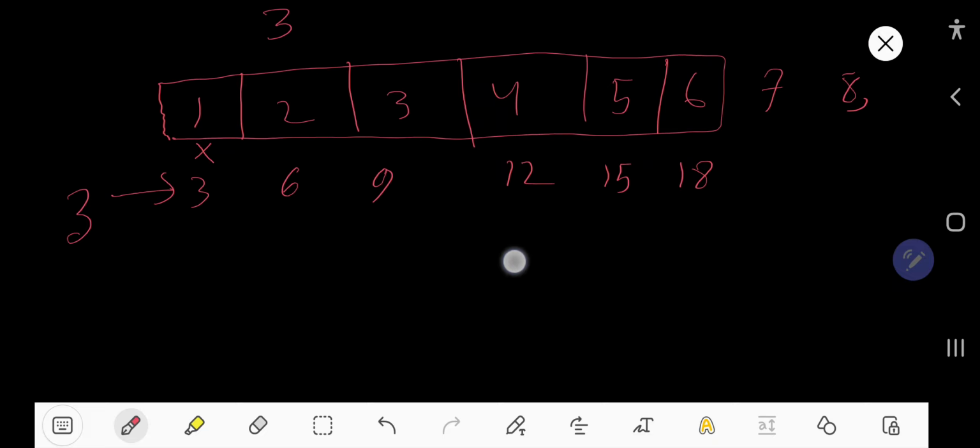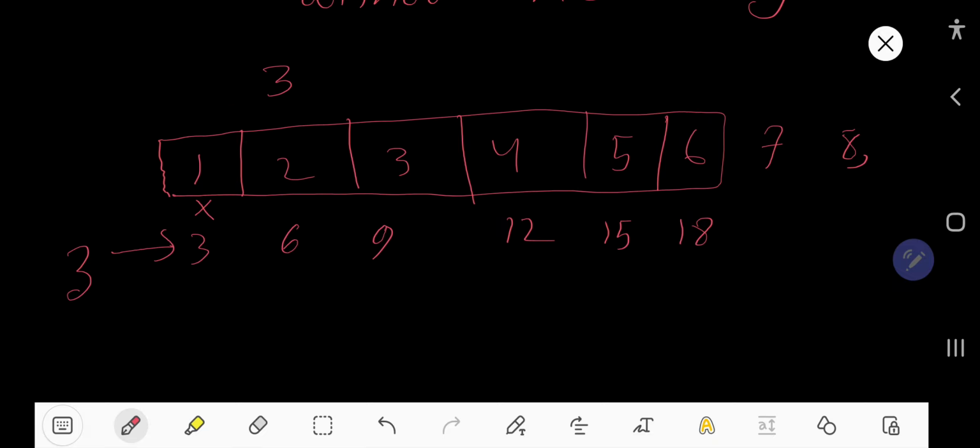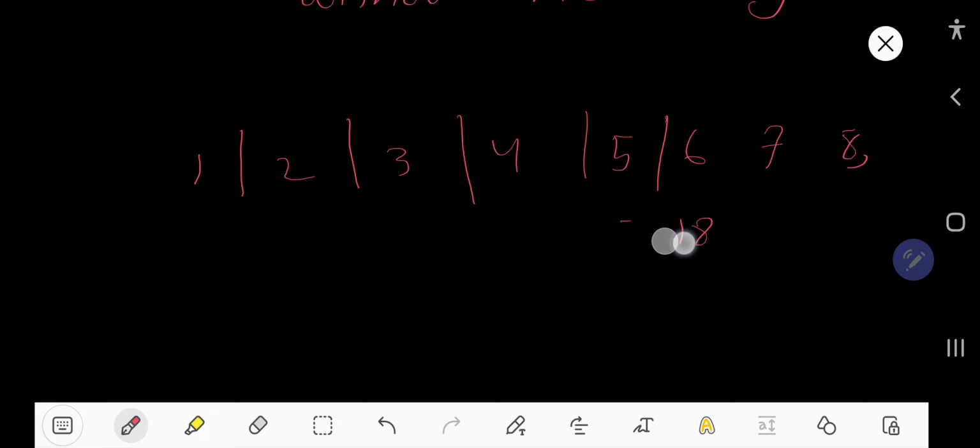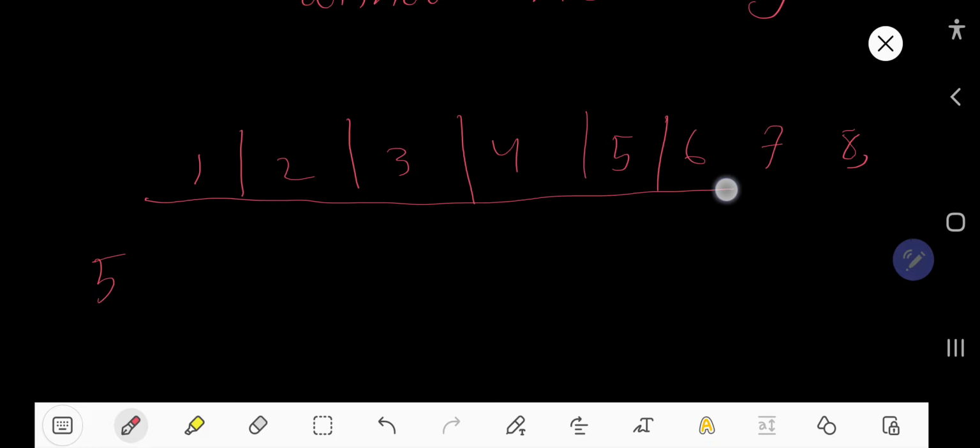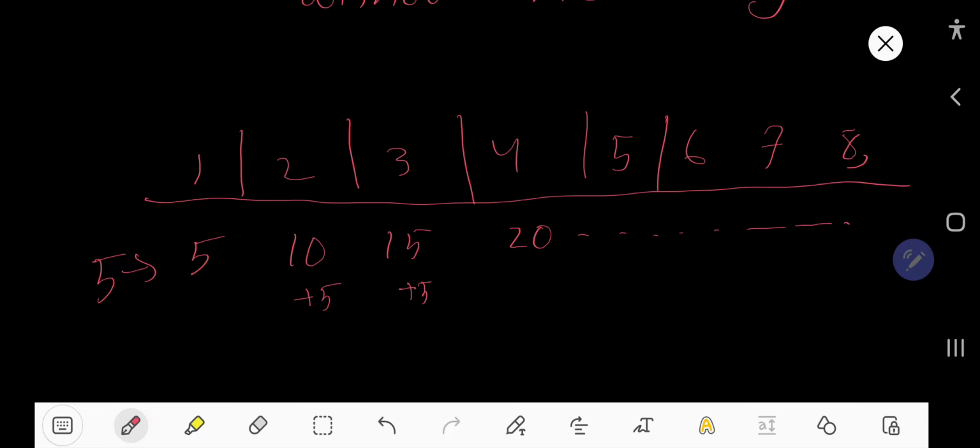So let us find the multiplication table of 5. 5 times 1 equals 5. 5 times 2, just add 5 with this 5, that is 10. 5 times 3, just add 5, that is 15. 5 times 4 equals what? Just add 5, that is 20, and this will continue, right?